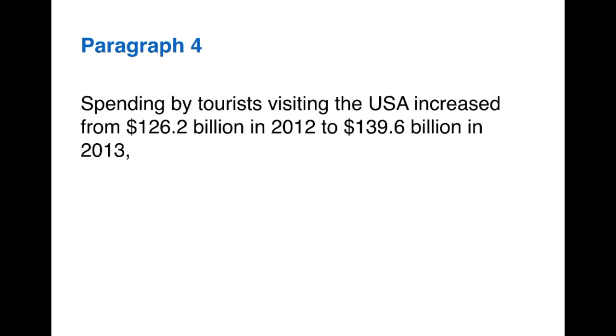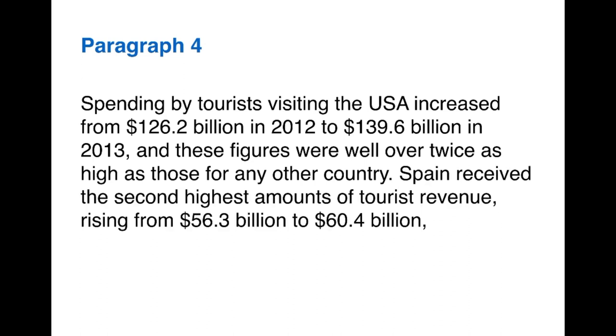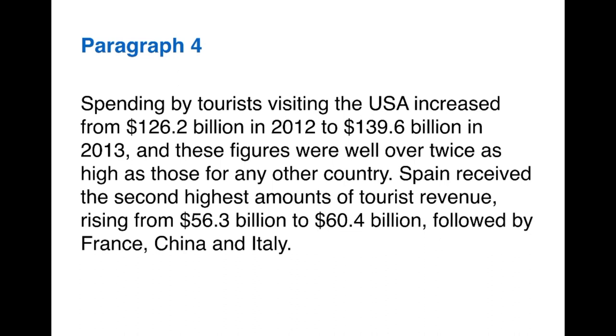Spending by tourists visiting the USA increased from $126.2 billion in 2012 to $139.6 billion in 2013. And these figures were well over twice as high as those for any other country. So starting off with the highest numbers for the USA. Then, Spain received the second highest amounts of tourist revenue, rising from $56.3 billion to $60.4 billion, followed by France, China and Italy. Final sentence.